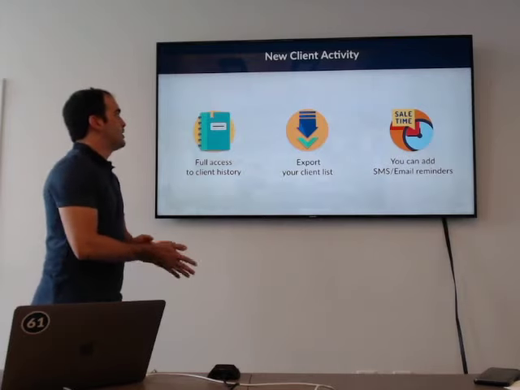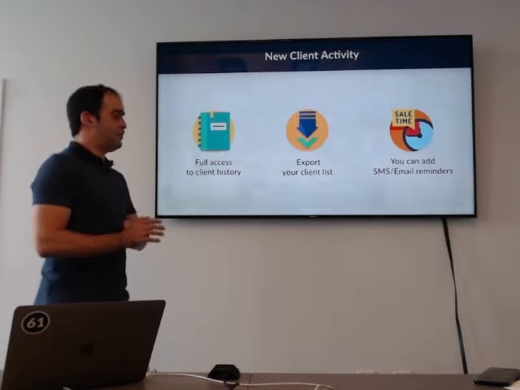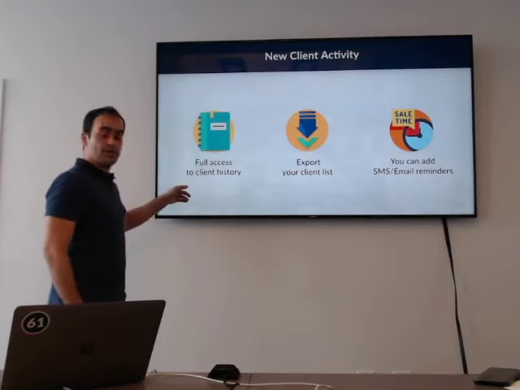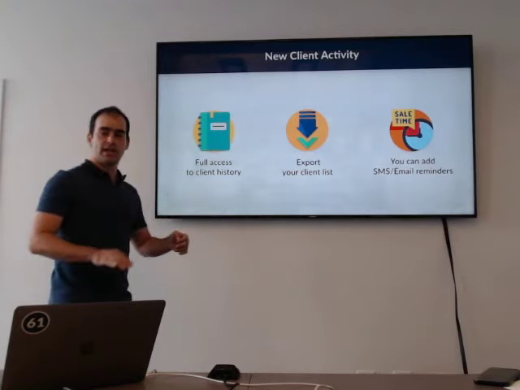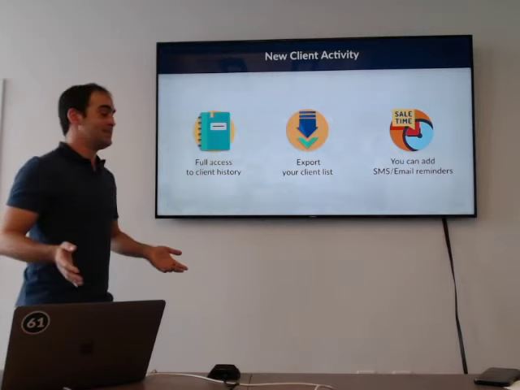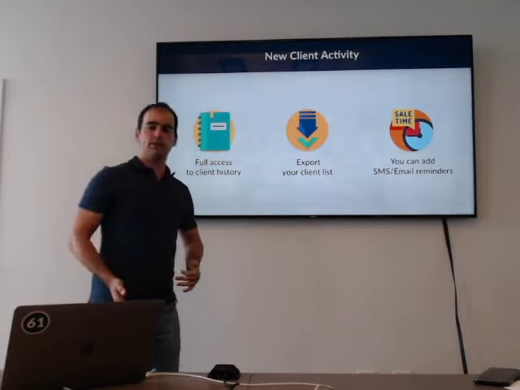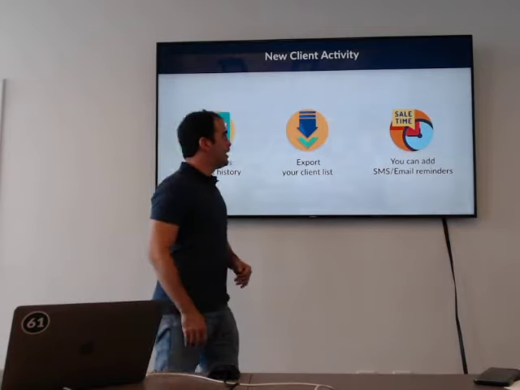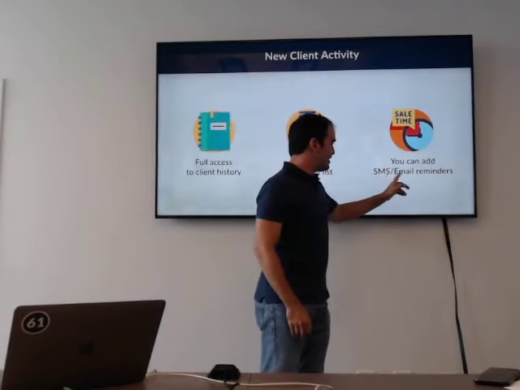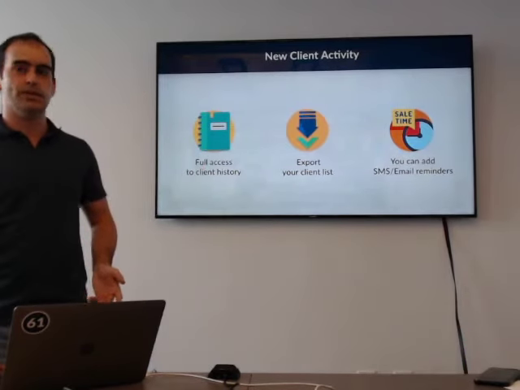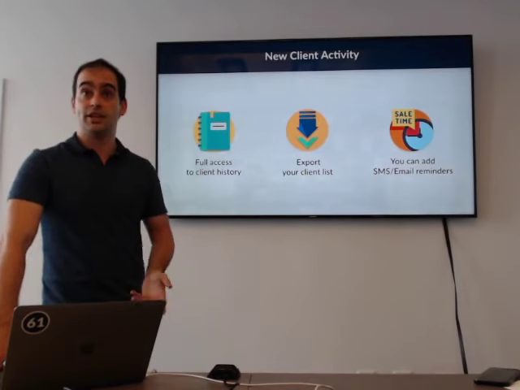We have updated some things in new client activity. Some of y'all might have used this, some of you might not have. Now you have full access to your client history, so you can see everything that's been done from sign up to hopefully closing. You can export your client list if you need it for any particular reason. It downloads into a Google Sheets document. And also you can add SMS and email reminders. So if you need to call them back in a couple days, a month, a year, what have you, you can actually do that now.